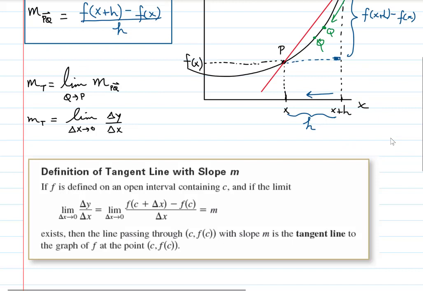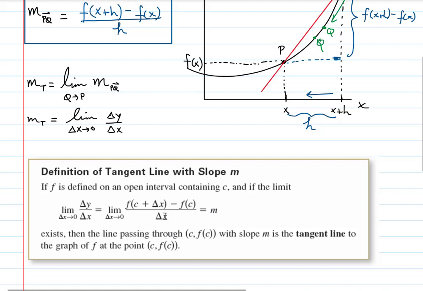Like in the following definition, we have a definition of the tangent line with slope m, and this is exactly what I just described here. Now we're able to find the slope of the tangent line with the limit process, by taking the limit of the secant line as q gets closer and closer to b. That just means we're going to take the limit of this difference quotient here.